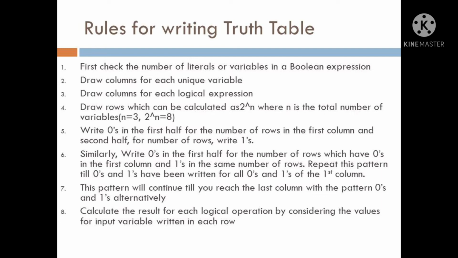then the total number of rows is 2 raised to 3, that means 8. Then write zeros in the first half of the number of rows in the first column, and in the second half of the rows write ones. Then the sixth step, similarly write zeros in the first half of the rows which have zeros in the first column, and ones in the same number of rows. Repeat this pattern till zeros and ones have been written for all zeros and all ones of the first column.